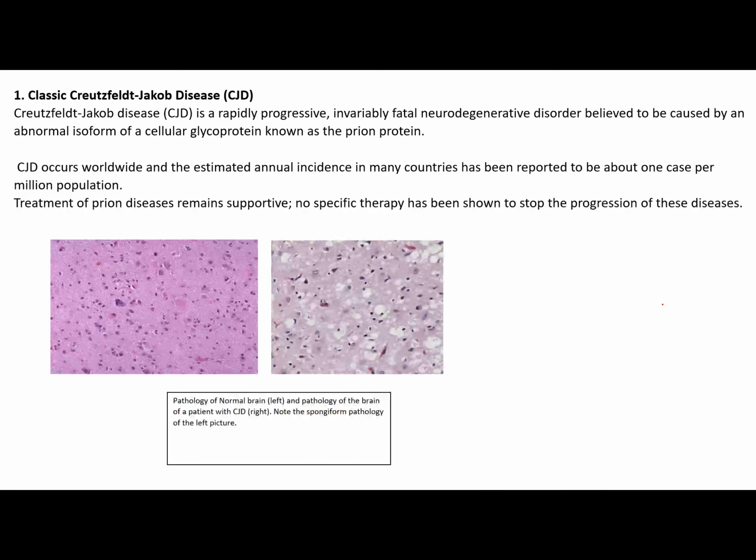Now let's start with the first one, class, the classical Creutzfeldt-Jakob disease. This is a rapidly progressive, invariably fatal neurodegenerative disorder caused by an abnormal isoform of a cellular glycoprotein known as prion. Now, CJD would occur worldwide, and the estimated annual incidence, when you say incidence, class, this refers to new cases, in many countries has been reported to be about one case per a million population.